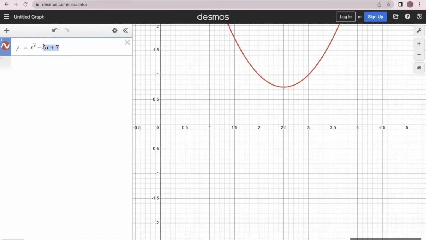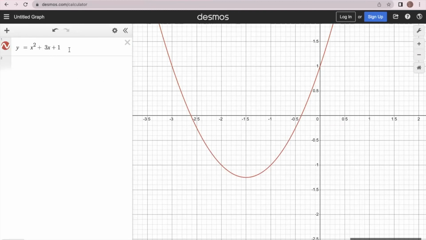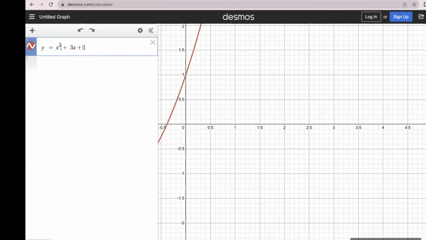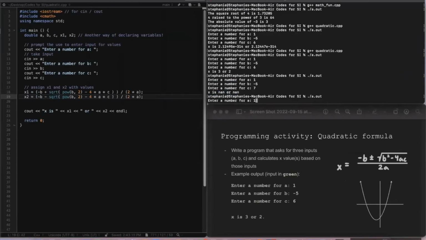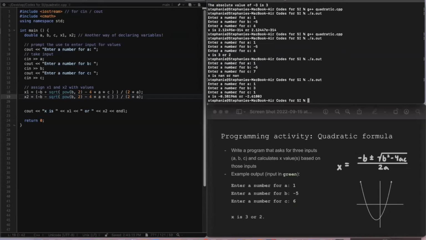Let me see if I can get one that has positive numbers. Plus x plus 2. Nope, that's too high up. Shoot, I am not good at this. Oh, there we go. Here's one with all positive numbers that I think has 2 zeros. Yes. So when I entered this into my equation, A is 1, B is 3, and C is 1. Okay, so yes, it has zeros. They're not nice, pretty numbers, but yes, they do have zeros.